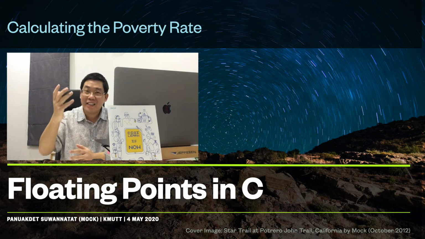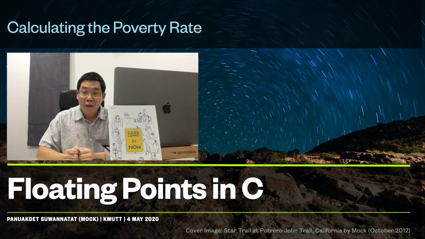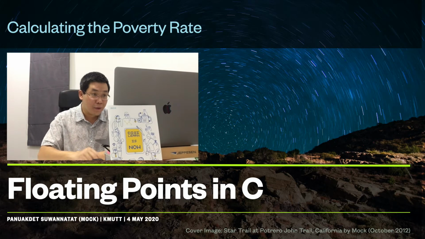The stars in the sky are like points floating around in a circle. In fact, the word floating point has a special meaning in a programming language like C. Floating point actually means numbers. They are numbers that are different from integers because they can represent values such as 1.4 and 10.5, for example. We will learn about floating point in this video.